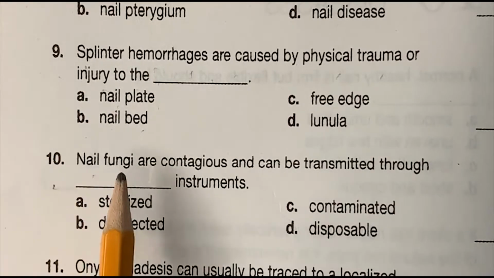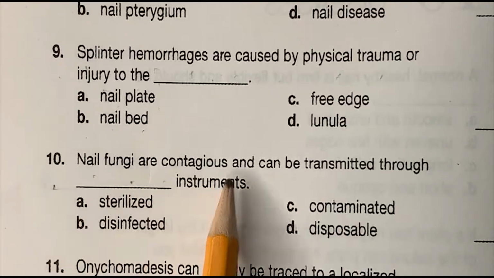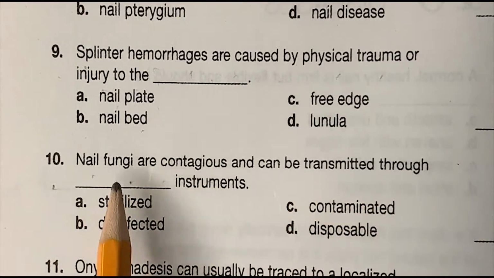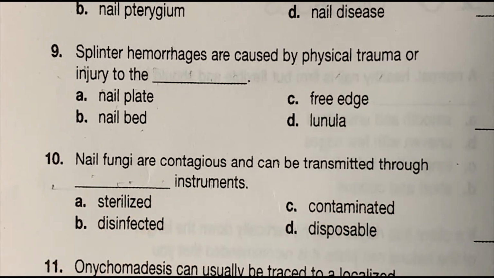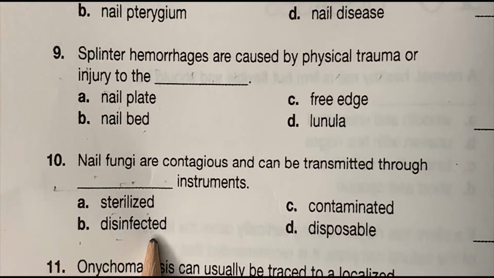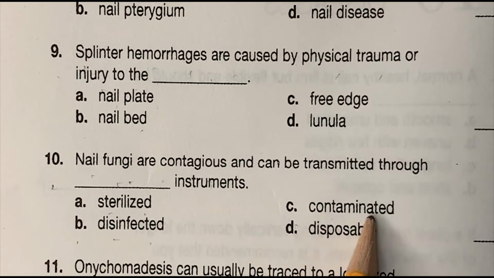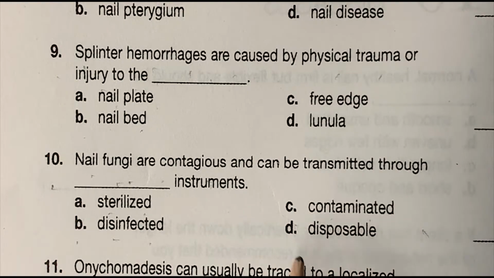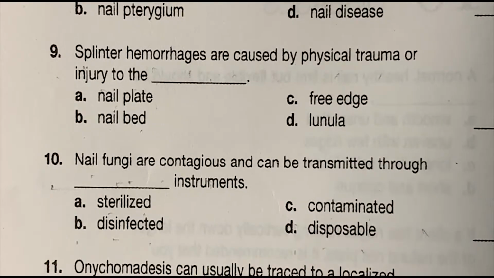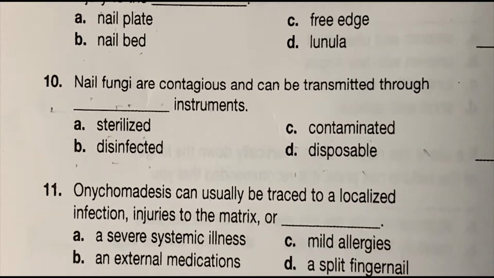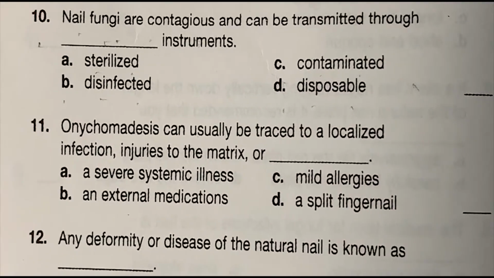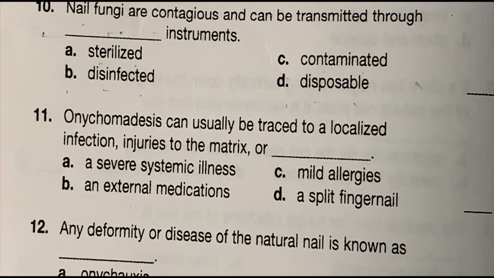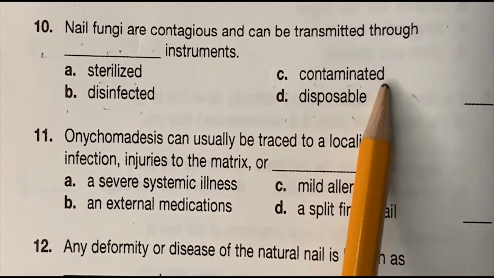Number 10, nail fungus is contagious and can be transmitted through blank instruments. A, sterilized, B, disinfected, C, contaminated, or D, disposable. And your correct answer is C, contaminated.